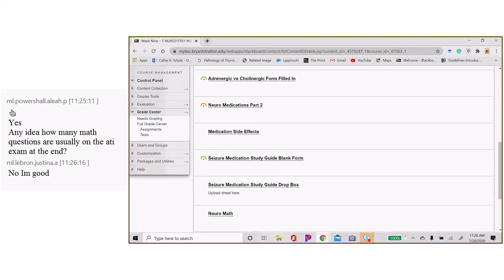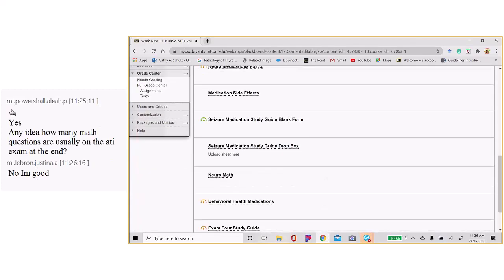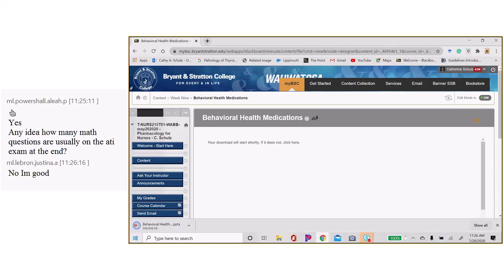So the next group of medications to talk about are the behavioral health medications.